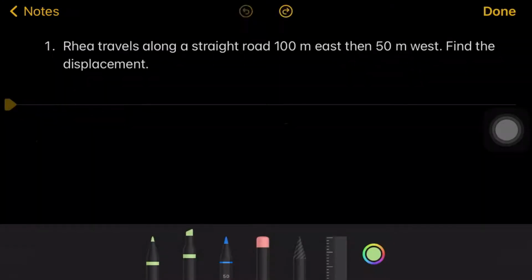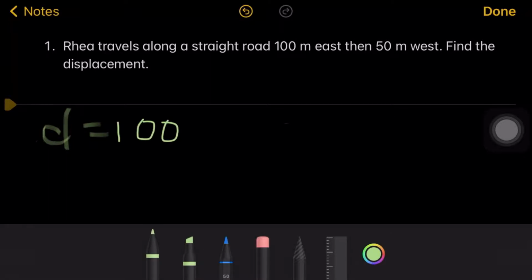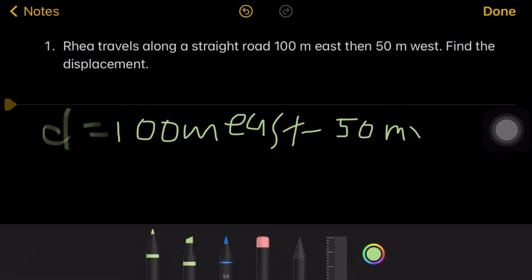First one, Rhea travels along a straight road 100 meter east, then 50 meter west. Find the displacement. So D equals 100 meter east minus 50 meter west. We subtracted because it's the opposite direction. And so, the answer would be 50 meter east.